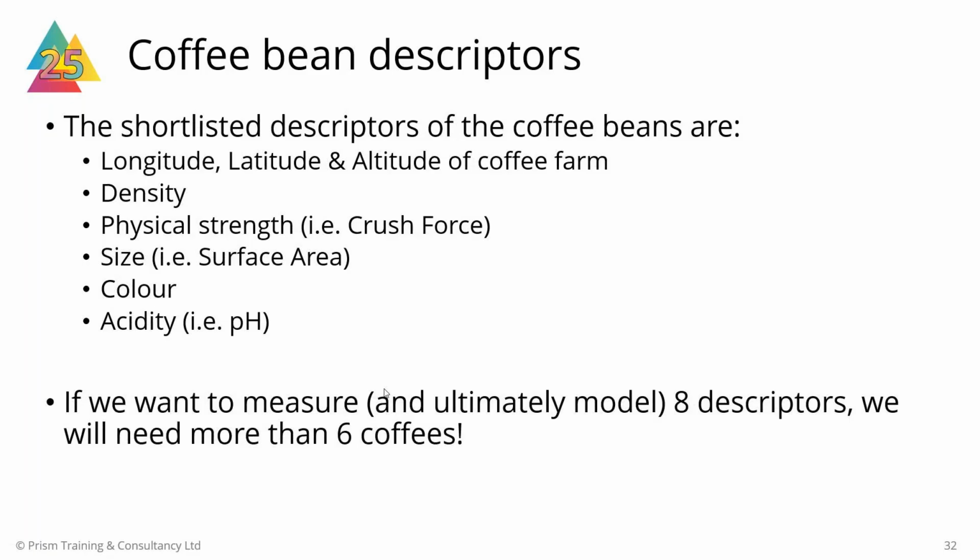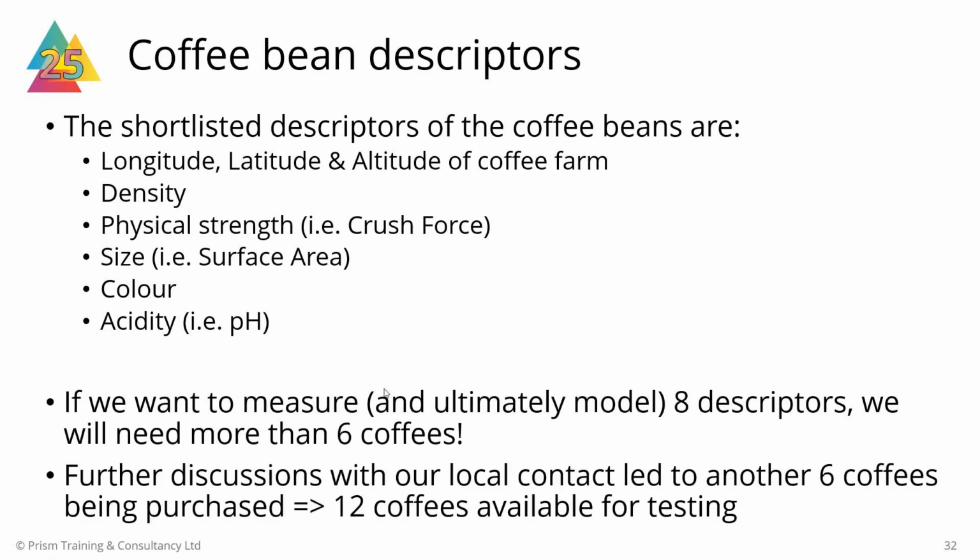When I arrived at my shortlisted set of descriptors, there are 8 numbers here that I want to be capturing for each of my coffee beans. And I realized, well, I've only got 6 coffees and 8 things I want to measure. So that's not likely to work out too well. So I doubled the size of my pool of beans, if you like. Rather than 6 coffees, I thought, well, let's push the boat out and go for 12.